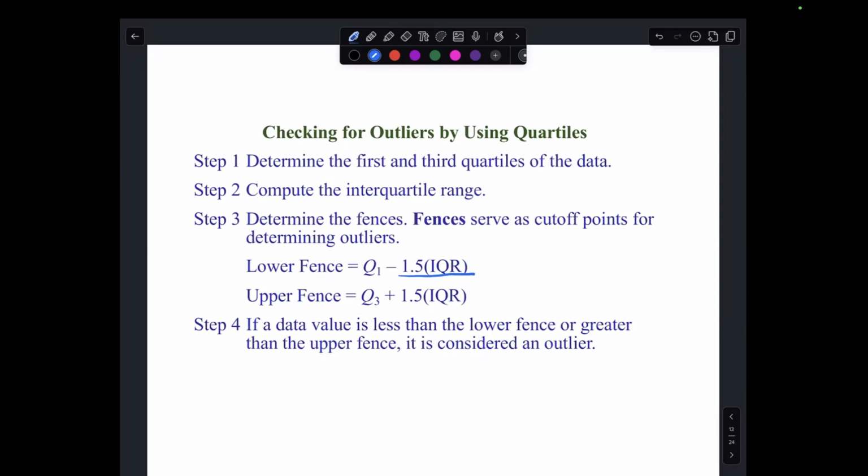Okay, Melissa, can you explain that one more time as far as the fences? You said that you divide it by 1.5? Now you multiply by 1.5, so you take the IQR and multiply it by 1.5. Okay. And you subtract that number from Q1, and that gives you your lower fence. Gotcha, that makes sense. Thank you. Add it to Q3, and that gives you your upper fence.